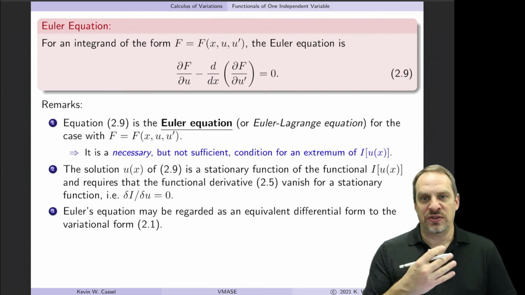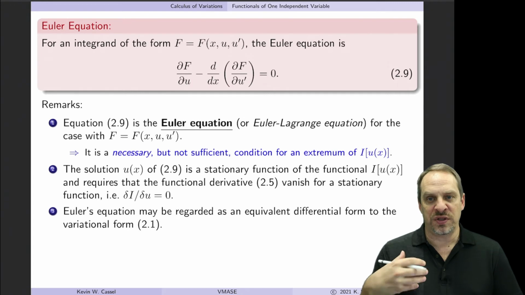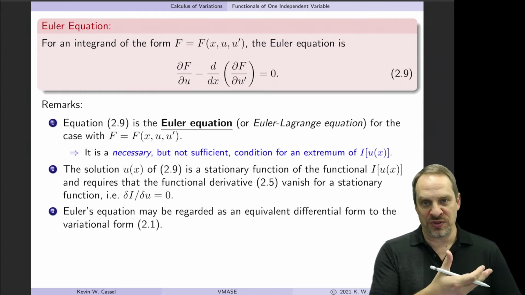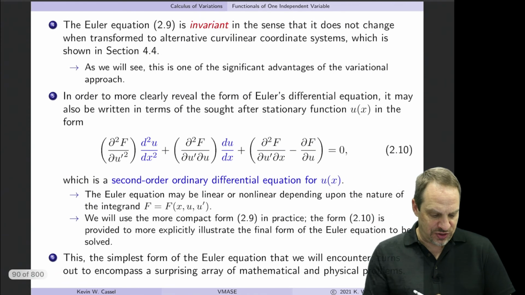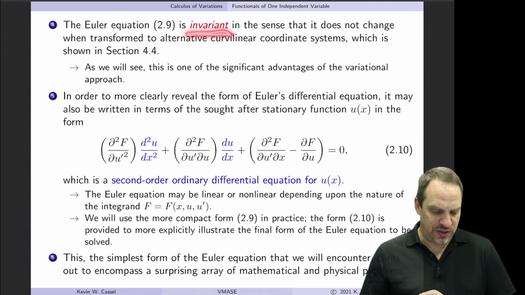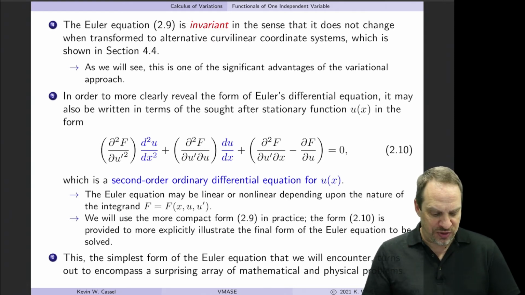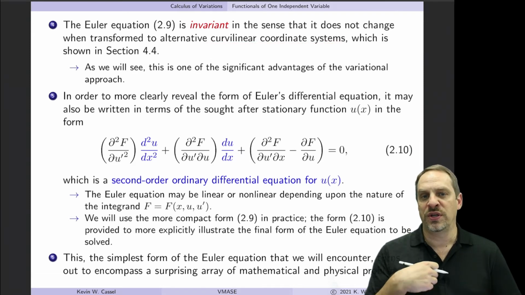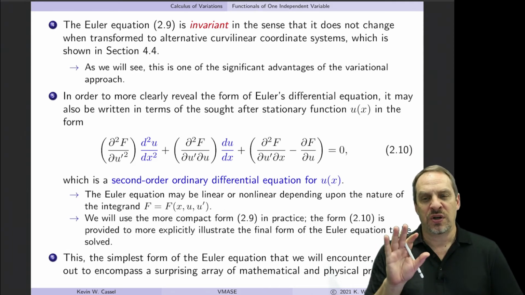Now you can think of this, and this is often the way we'll talk about it, as the Euler equation being an equivalent differential form of the variational form of the functional. So we can go back and forth between the variational form, the form of this definite integral, and the equivalent differential form, as you'll see. One of the great advantages of the Euler equation is it's invariant in the sense that it's not altered in any way by altering the curvilinear coordinate system. So you can do this in Cartesian, polar coordinates, or spherical coordinates, and the Euler equation remains precisely the same.